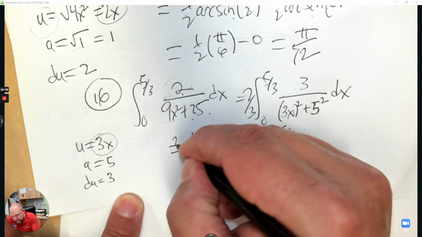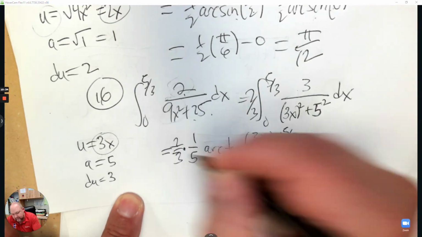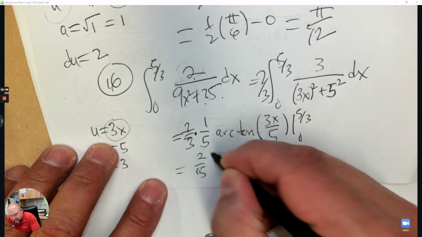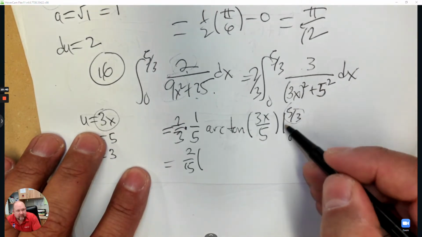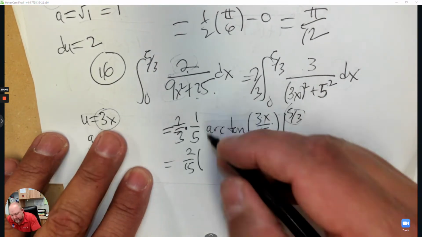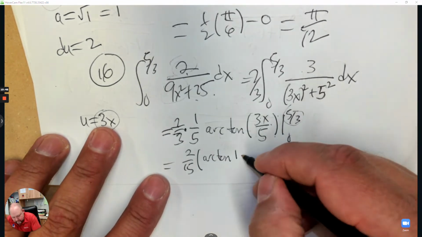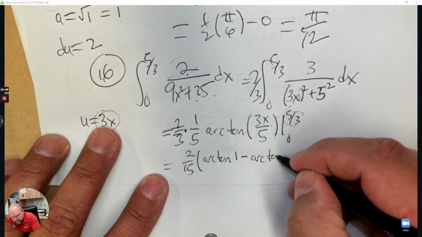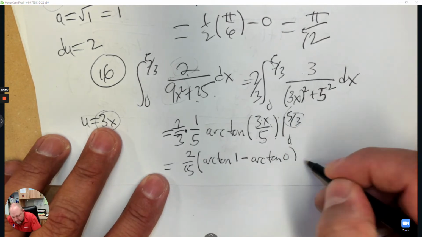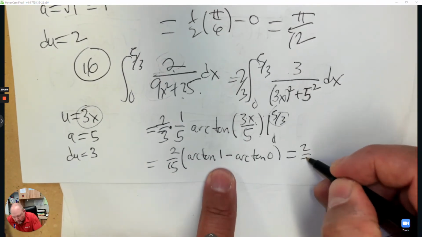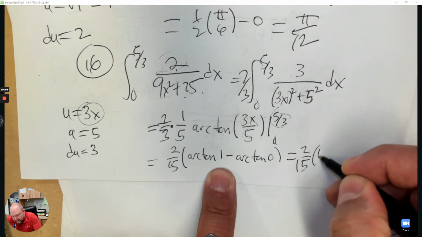Oh, and there's a 2/3 still in front that I should have started with. There it is. So this is 2 over 15. I'm just going to put that in front. I plug in 5 over 3 and 3 over 5. That leaves me with arctangent 1. I plug in 0, and that leaves me with 0. So the value of arctangent at 1 is pi over 4.